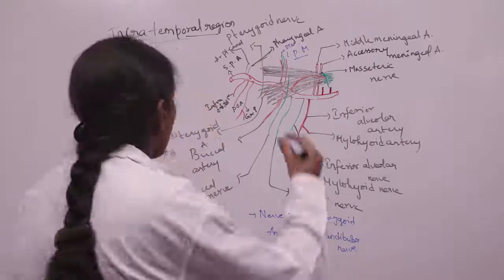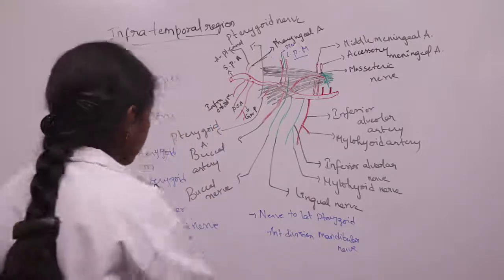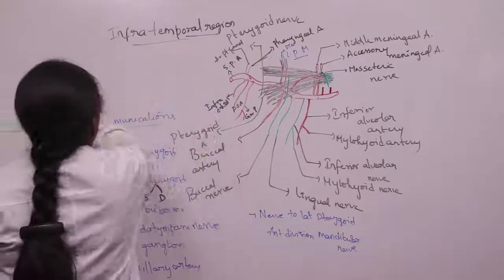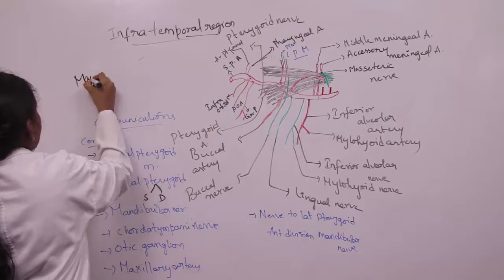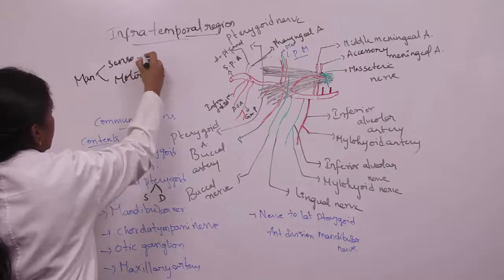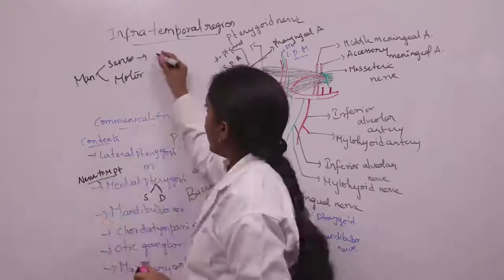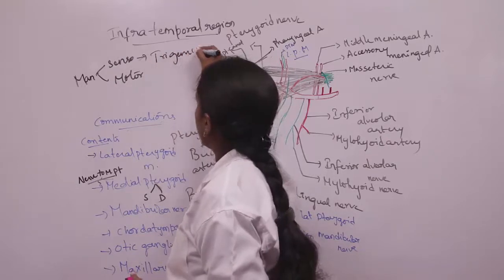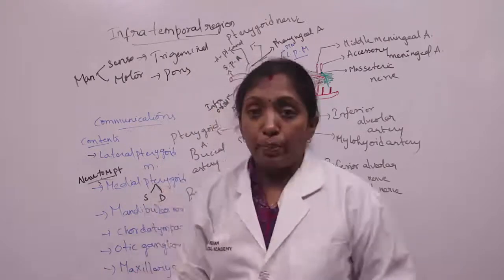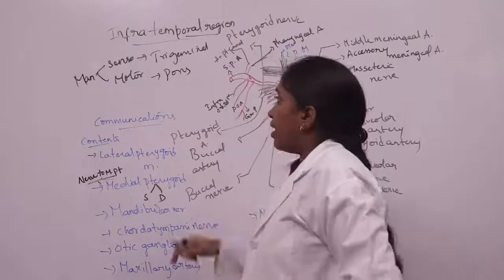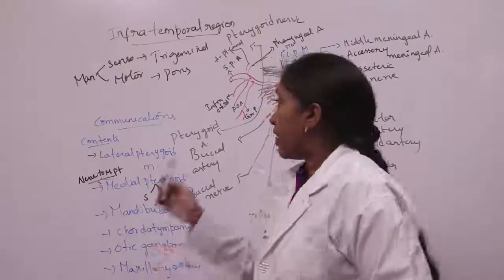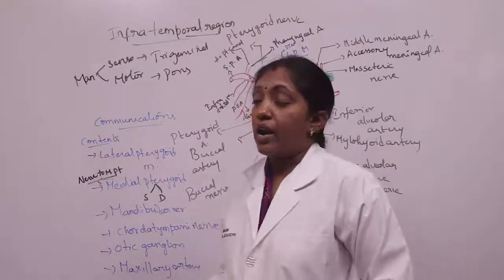The mandibular nerve has both a sensory root and a motor root. The sensory root is derived from the trigeminal ganglion, and the motor root is derived from the pons. So the mandibular nerve is the largest division of the trigeminal nerve. It has a large sensory root and a small motor root. The sensory root is derived from the trigeminal ganglion, and the motor root is derived from the pons.